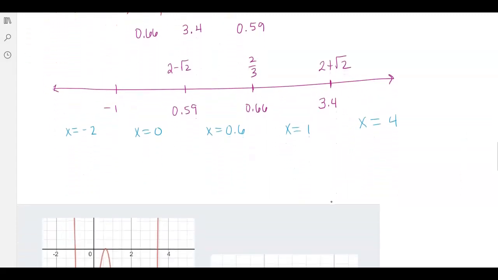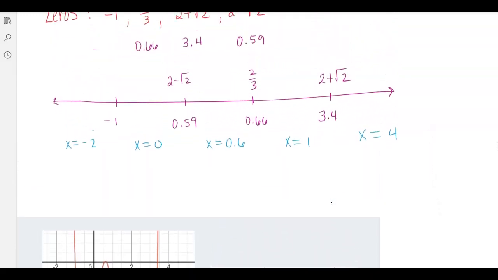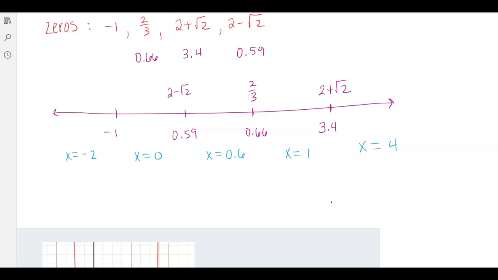And so I've got a bunch of different sections. I can see the graph down here. What ends up happening is this part is positive. This part's also positive. This is negative. This is negative. It turns out, though, that this little part is positive.